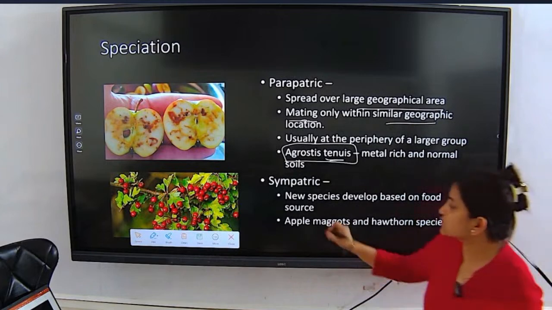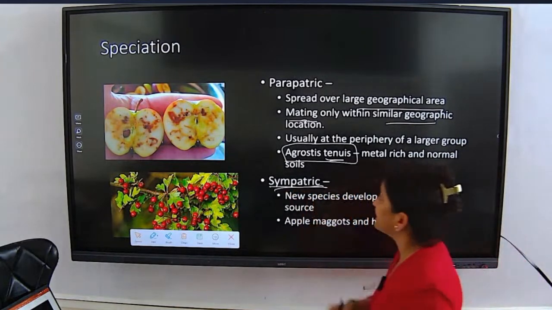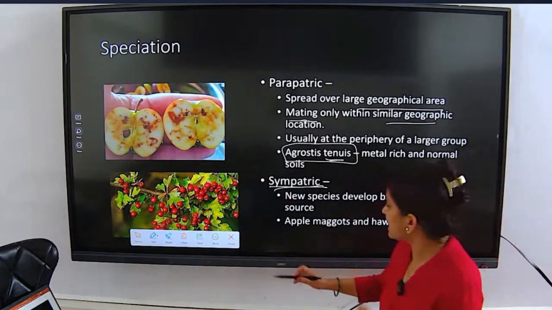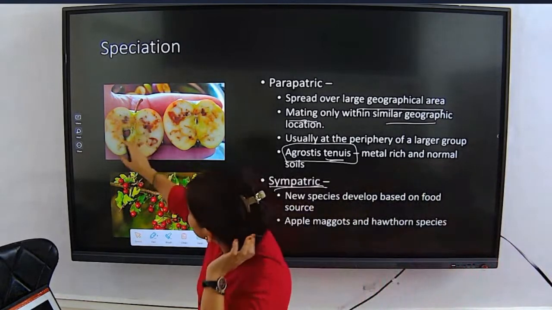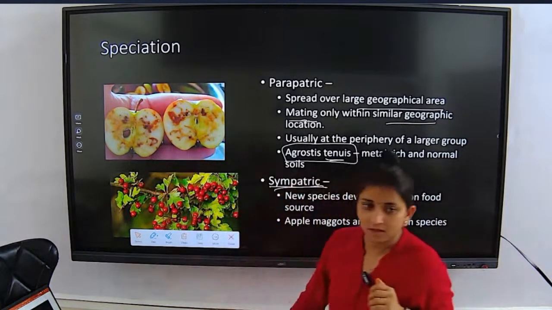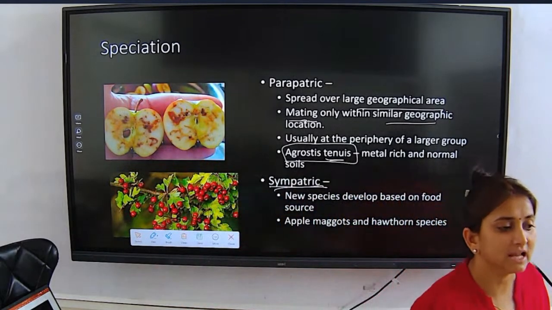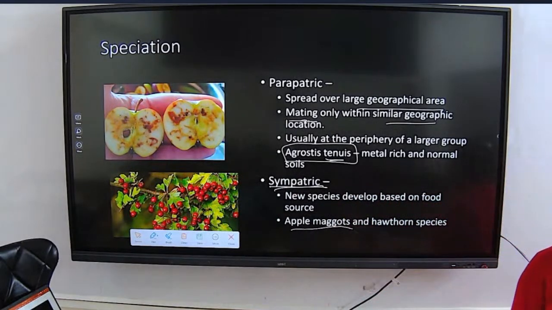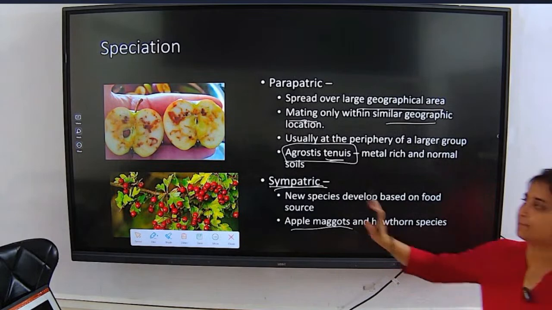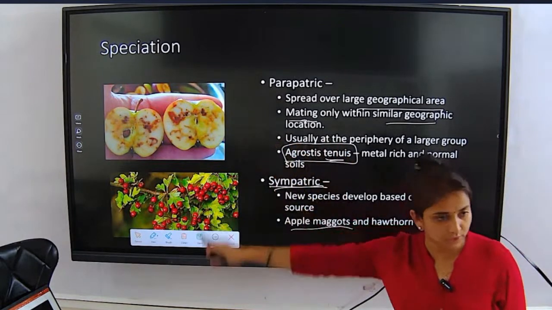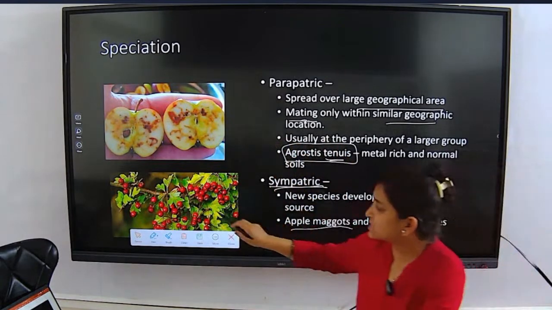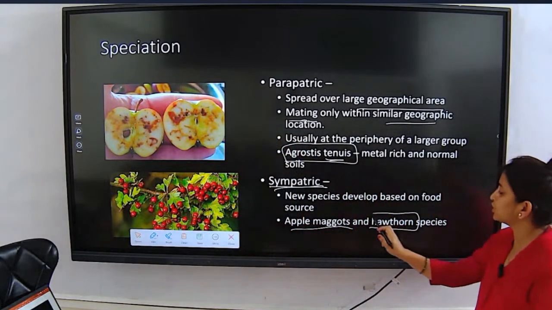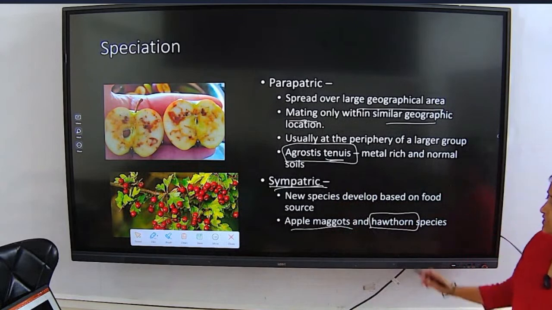Okay? And the last one is that of sympatric speciation. Sympatric speciation, what is happening here is you see this insect which is living in apple. This insect is known as an apple maggot. Apple maggots are supposed to live and eat on apples only. But there is one more species of fruit, known as hawthorn.